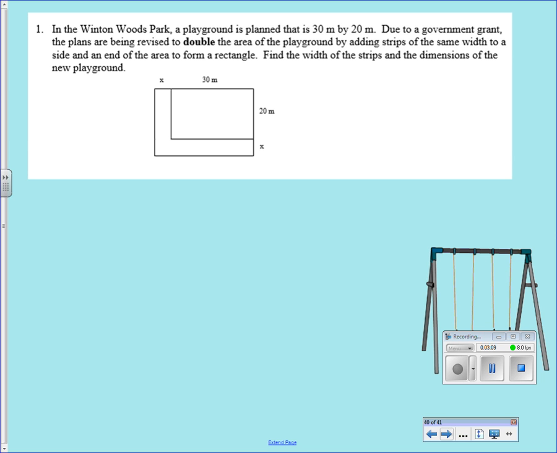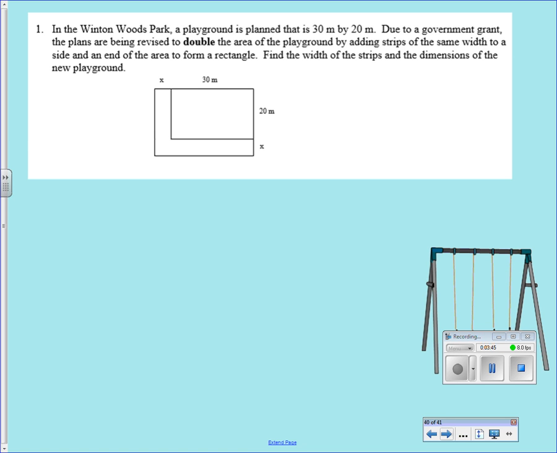Okay. So here we have a park. It's going to be a playground. The playground is planned to be 30 meters by 20 meters. But then they decided to revise that, and they wanted to double the area of the playground by adding strips of the same width to each side. And we want to make sure that the final area makes a rectangle. So we're supposed to find the width of the strips and the dimensions of the new playground. This is going to involve a little bit of quadratics.